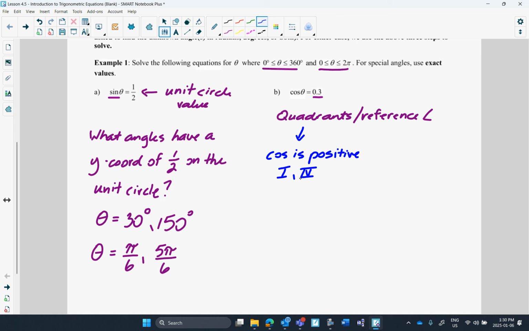The question is, what are the specific angles? And this is where I use a reference angle. How do you find a reference angle? You do the inverse trig of the value you're given. And it always has to be positive. So if this is negative, when you find the reference angle, make this positive before you find it. This one's already positive, so I don't have to change it. That's going to give me the reference angle.